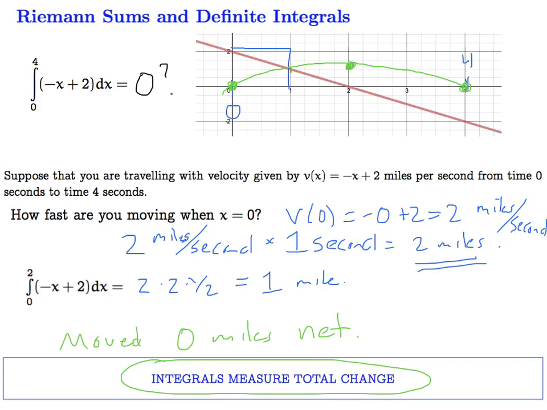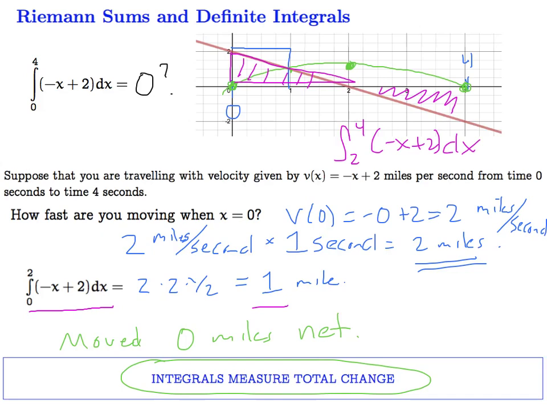So one last note before we go. We saw that this integral here, from 0 to 2 of negative x plus 2, geometrically gave us 1 mile. And we found that by figuring out the area of this triangle. So what do you think that means about the area of this triangle over here? That is, this triangle over here is going to be the integral from 2 to 4 of this function. Take a guess at what you think the value of that integral is going to be. And now we'll figure out ways to figure that out pretty nicely.